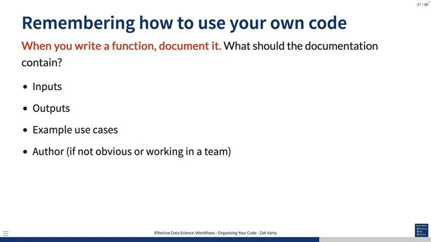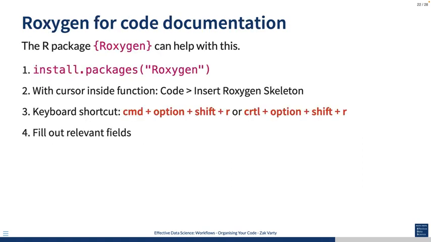Even if the function's just for personal use, over time you're going to forget exactly how it works. The documentation you write should describe the inputs and the outputs of your function and give some simple example use cases. If you're working in a large team, the documentation should also indicate who wrote the function and who's responsible for maintaining it over time.